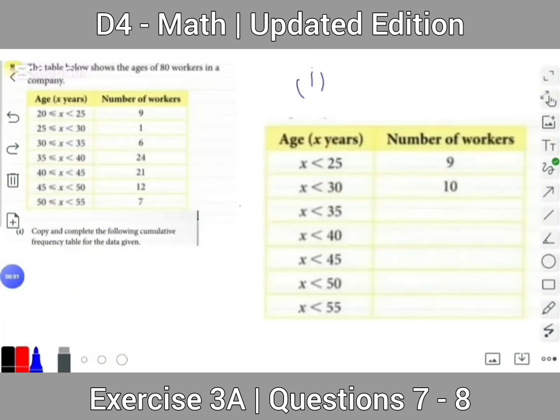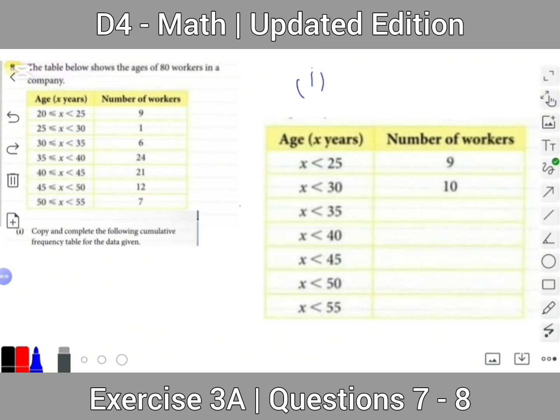Now in question 8, the table below shows the ages of the 80 workers in a company. So here in the first column we have the ages in X years, and in the second column we have the number of workers. So in part 1, copy and complete the following cumulative frequency table for the given data. So let's have a look at the frequency table. This one is about ages of the 80 workers who work in a company.